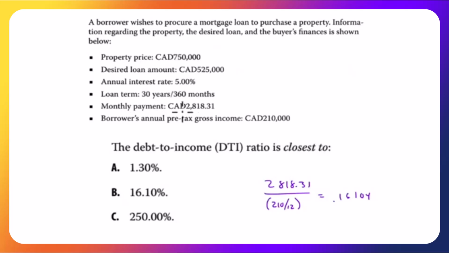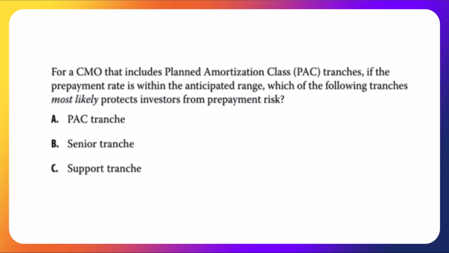The debt-to-income ratio is closest to. So let's see what we have. Monthly payment, there it is. That is our numerator. That's the debt. Borrower's annual pre-tax gross income, 210. We want monthly, so we'll divide it by 12. Monthly over monthly, right? Or you can multiply this by 12. You'll get the same answer. 0.1604, 16.1%.